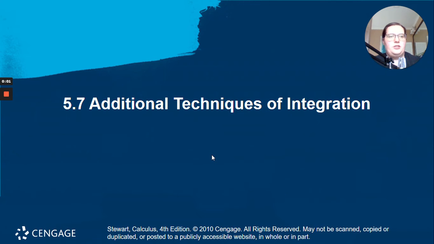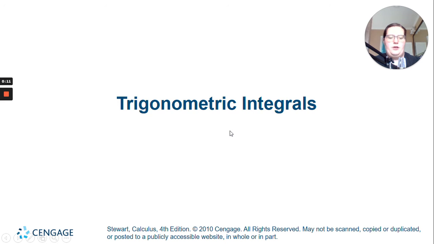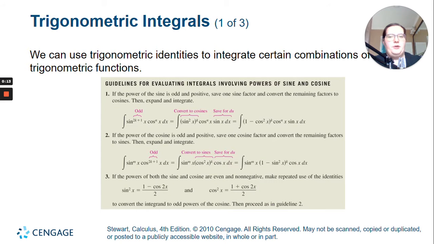So in the next section, what we're going to look at are additional techniques of integration, and most of these do involve trigonometry. So the first thing that we're going to look at is what happens if you have combinations of sine and cosine inside your integral.